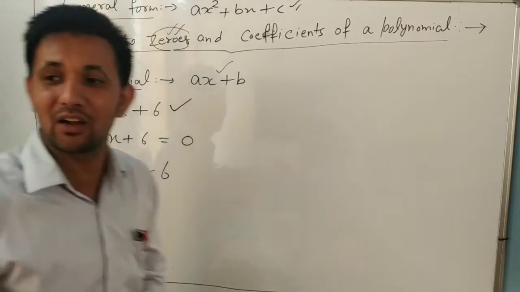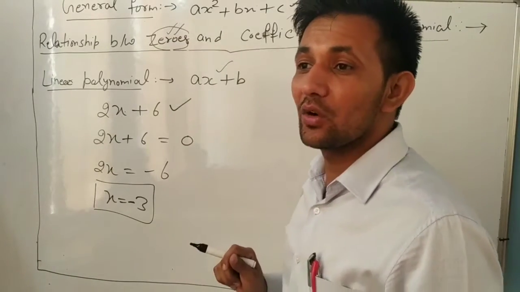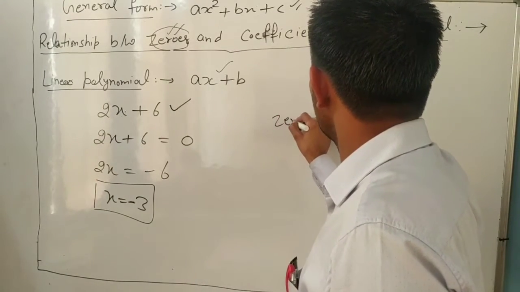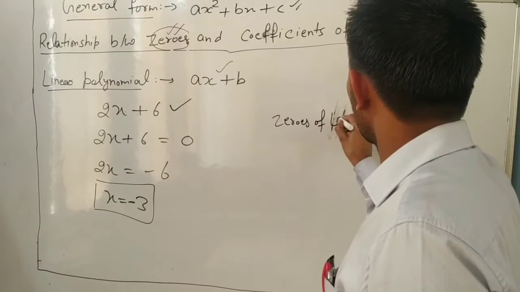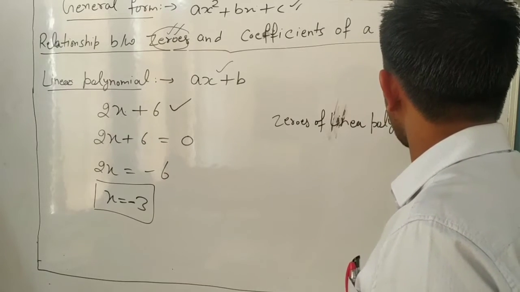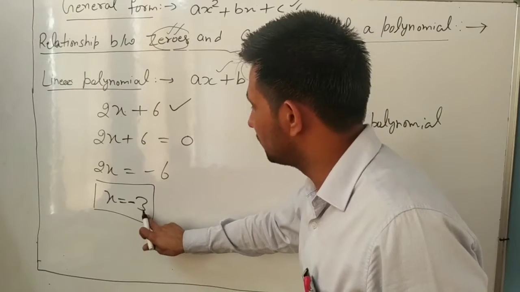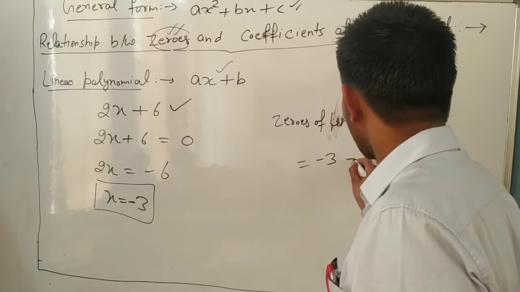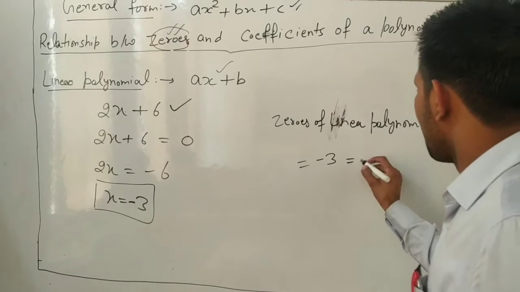Now we will check what is the relation between the zero and the coefficient. So we will find the zero of the linear polynomial. Look, how will you find it? We know it already. Look here, the zero is minus 3. And can you write minus 3 here?